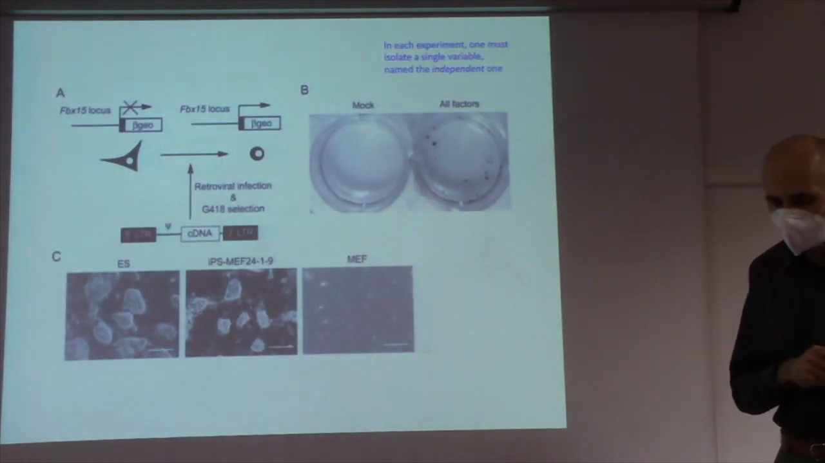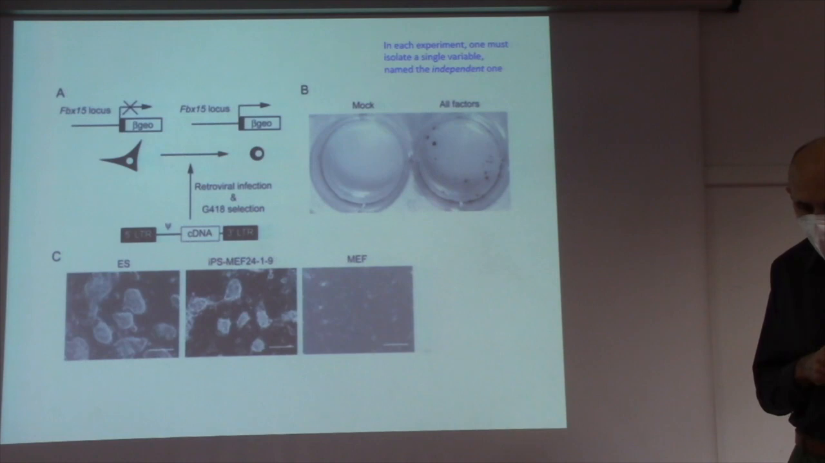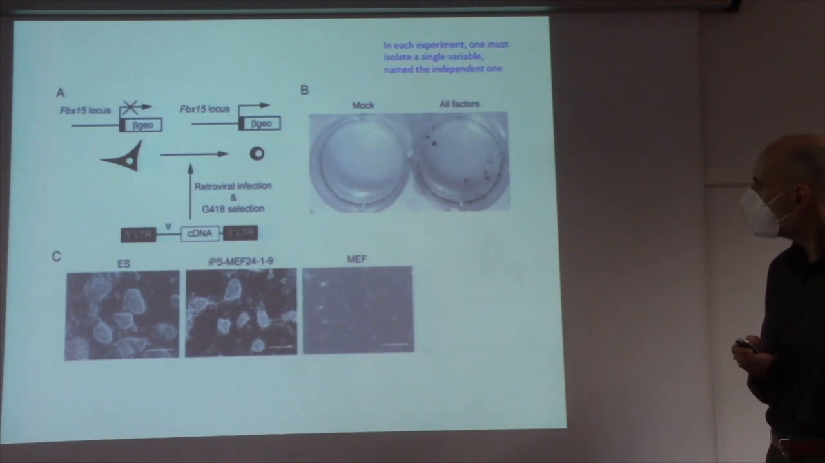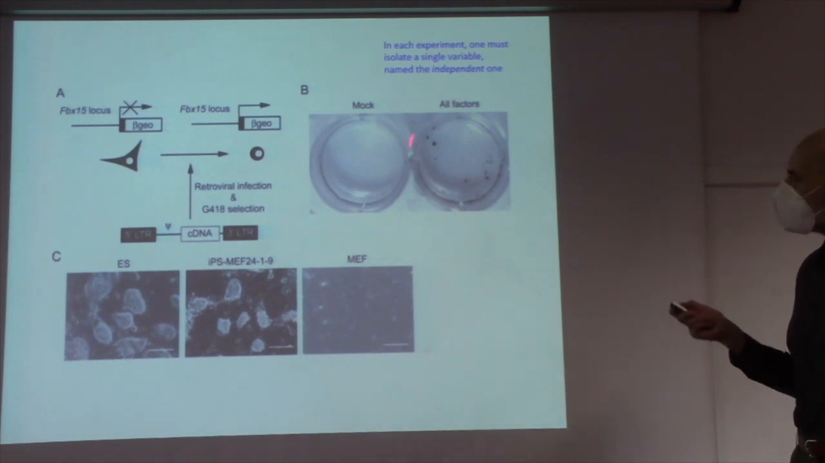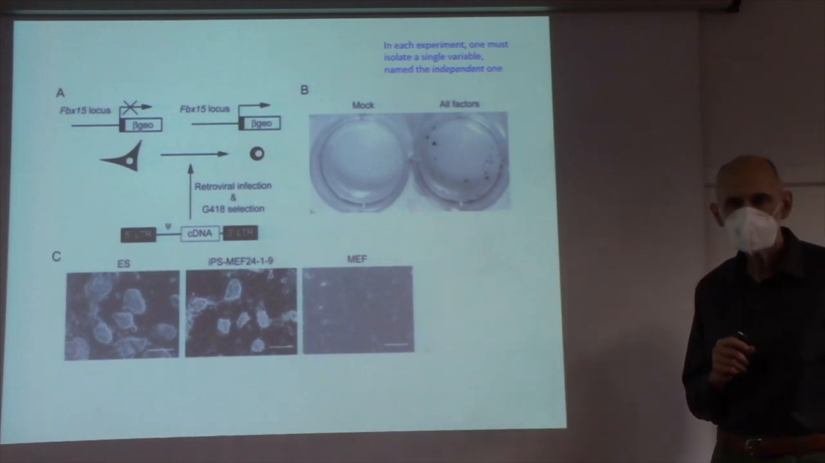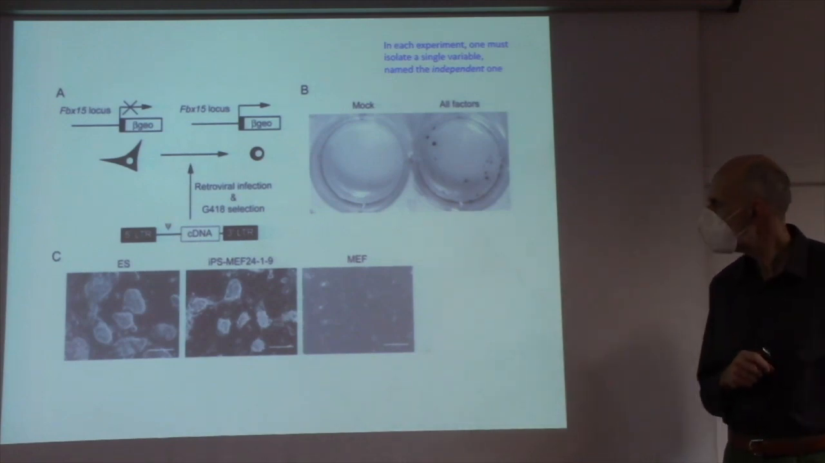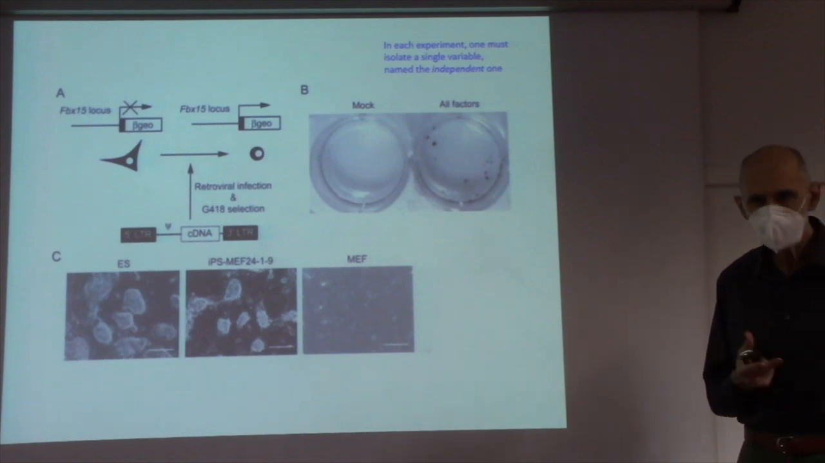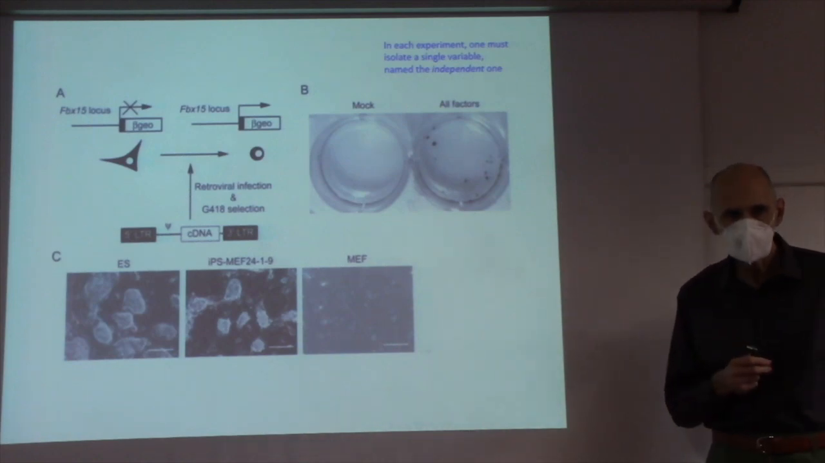Let's go back to Jan. Let's go through at least some parts of his paper. Now he knows that presumably the 24 transcription factors can convert the cells. All of them, some of them, one of them. How would you find out?